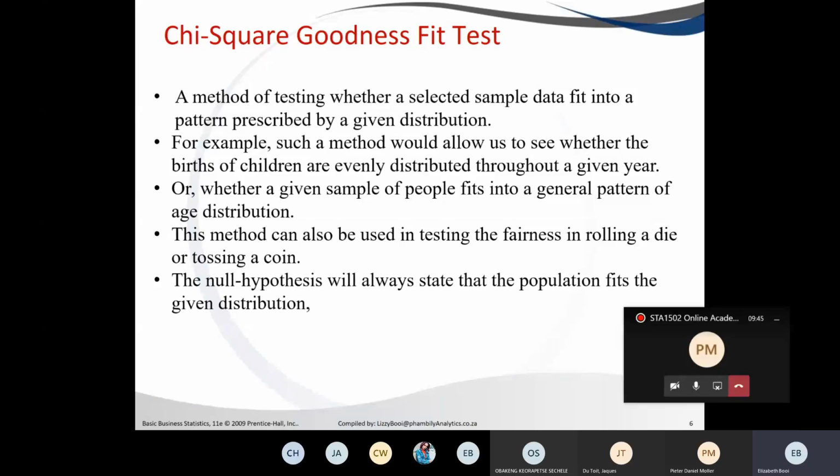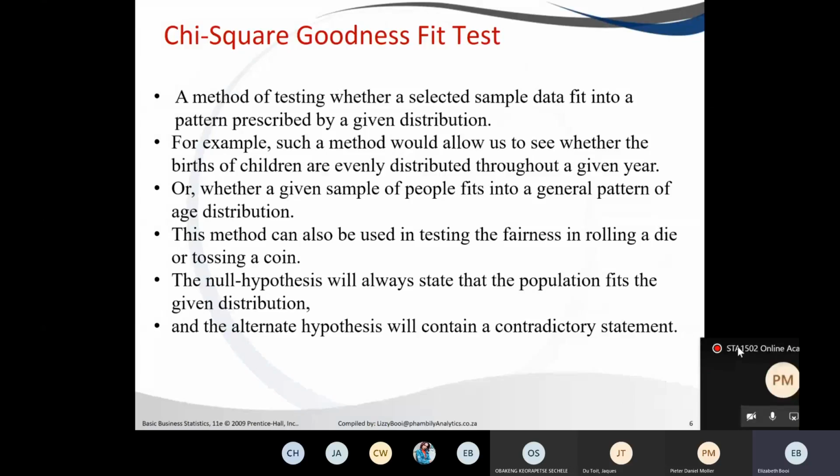So we test that. Then the alternative will say at least one of the proportions is not the same. And that's what the alternative will be. It will be the contradiction of the null hypothesis statement that you have made.